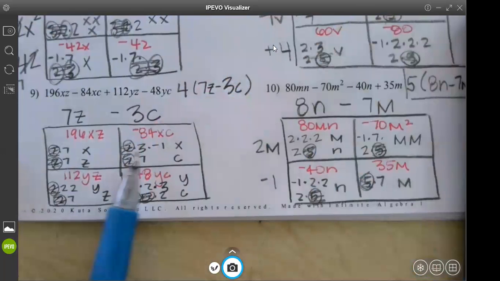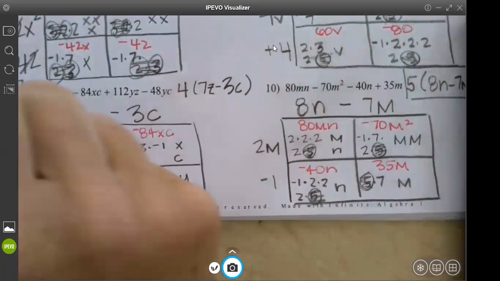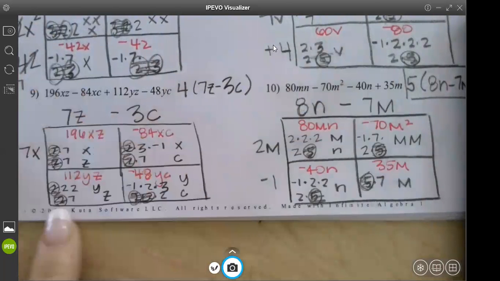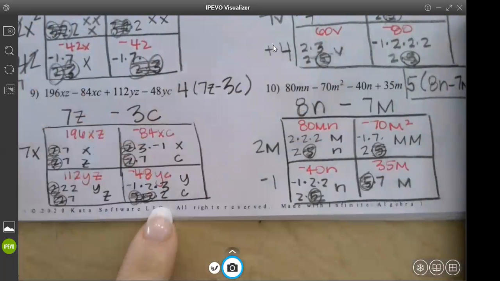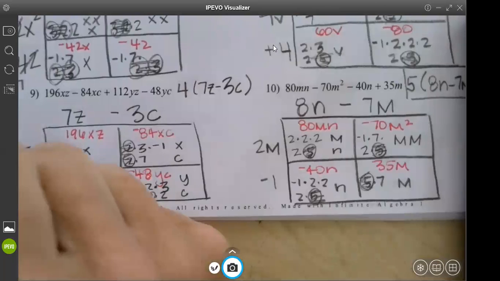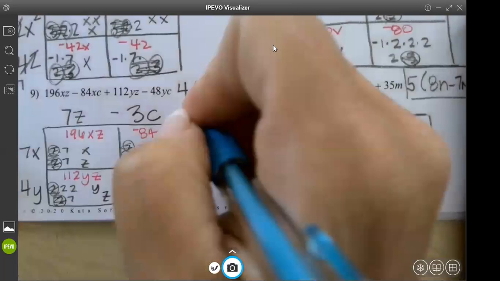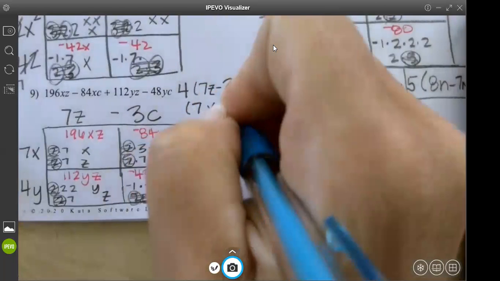Across, what do we have in common? A 7 and an X. And across the bottom? Across the bottom will be a 2 and what's that? Two 2s, you are right. Two 2s, which is 4. That'll be with 1 Y. And 1 Y. So that's going to be positive. Your other factor is 7X plus 4Y.